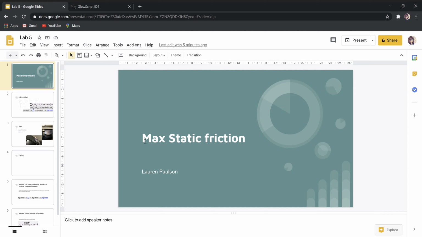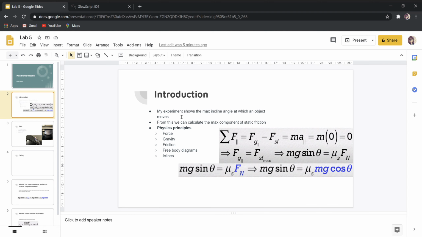I decided to look at how to determine the max component of static friction using an inclined plane. So, an introduction: my experiment involved the max inclined angle at which an object moves. From this we can calculate the max component of static friction. The physics principles we are going to use are force, gravity, friction, free body diagrams, and inclines. These are the equations I used to get my calculations.